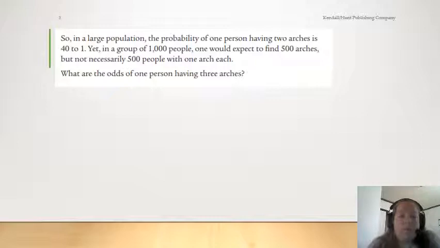So in a large population, your probability of one person having 2 arches is 1 in 400. But in a group of 1,000 people, you would expect to find 500 arches, but not necessarily 500 people, one with each arch. So challenge yourself: what are the odds of one person having 3 arches?